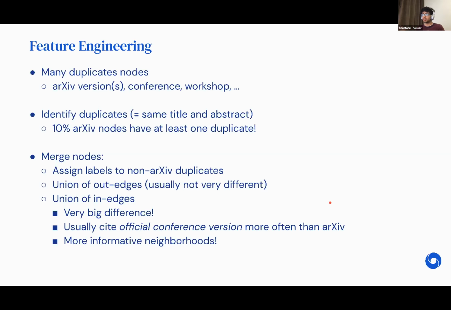So we simply merge these together. So we merge the labels, their out edges, which is not super interesting, but also their in edges, which makes quite a big difference. Because usually, whenever you're citing something, you try to cite the official conference version rather than the archive version. So the version of the duplicate which we're actually interested in predicting often had fewer incoming edges than the other duplicates. So merging these gives us much more informative neighborhoods.